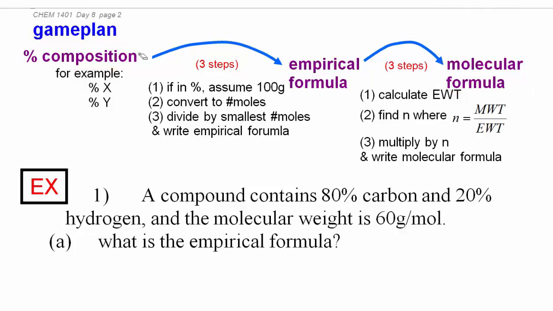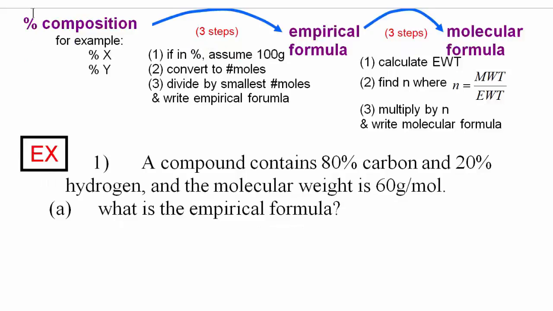Okay, let's try this. We have our game plan up here, and I think it's easy if we just jump right into this. So we have a compound that is 80% carbon and 20% hydrogen. They want us to find the empirical formula, so that's where we stop. We have 3 steps to get there.